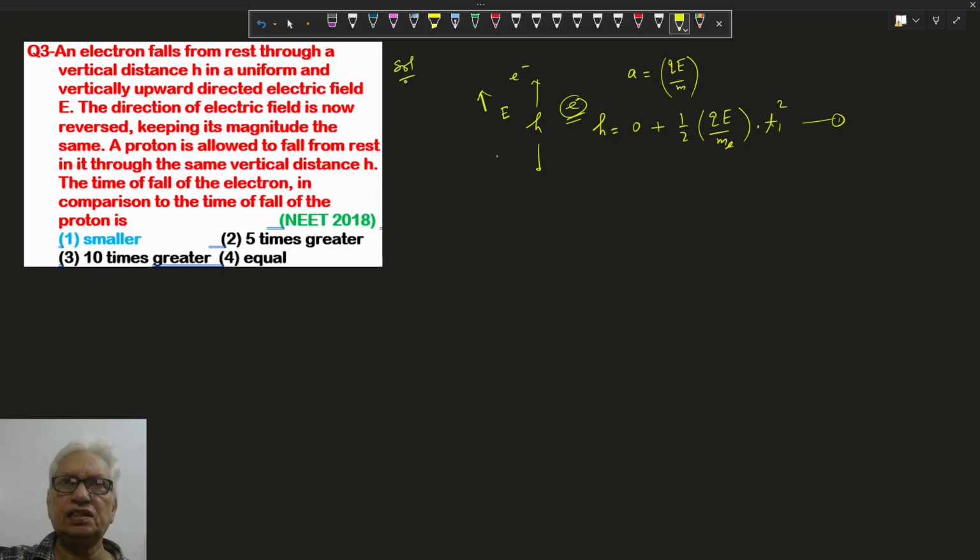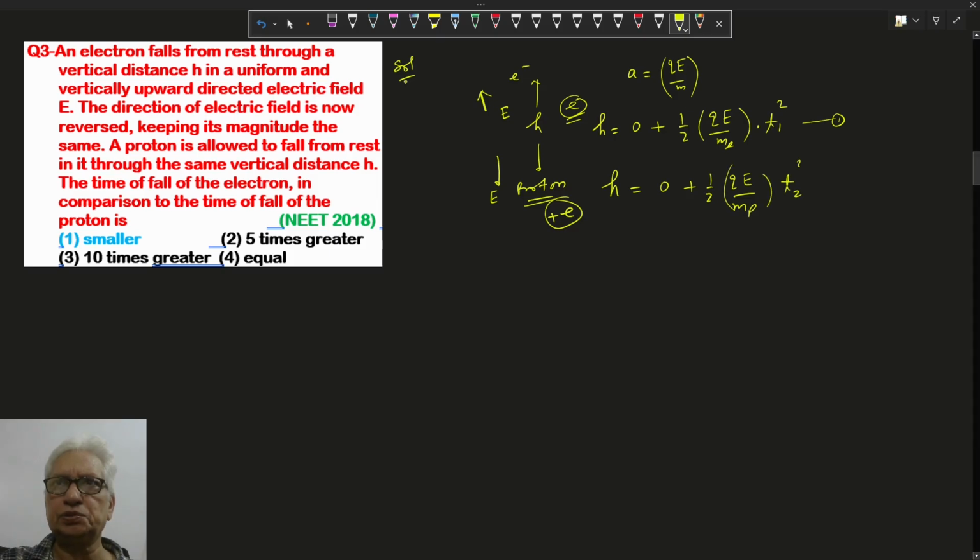Now if we reverse the electrical field and we are taking the proton, the charge is also the same but positive here for the proton, and the distance covered h is equal to again ut plus half a t square. A means the force divided by the mass of the proton now, and time taken t. When we take the electron, time t1 comes, and with the proton, time t2 for covering the same distance. As the LHS is the same, we can equate equations 1 and 2.